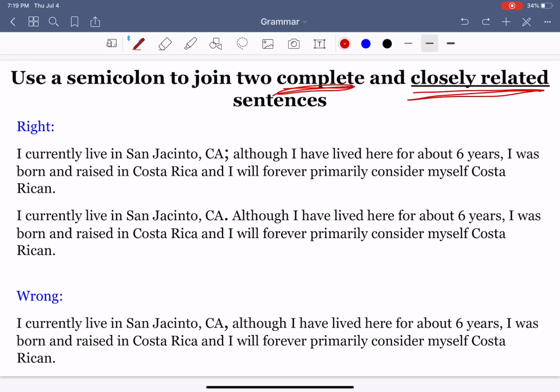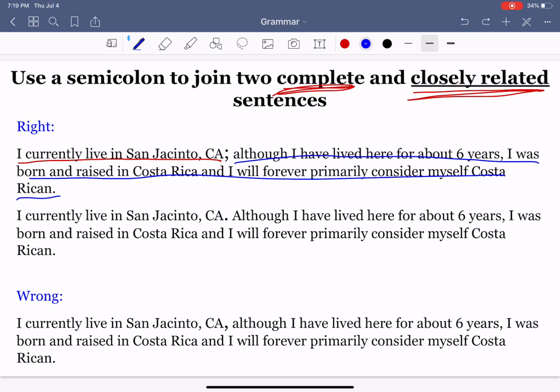I currently live in San Jacinto, California; although I have lived here for about 6 years, I was born and raised in Costa Rica, and I will forever primarily consider myself Costa Rican. So here we have 2 complete sentences. This is one complete sentence right here, one complete thought. And this is another complete thought. So you have 2 complete sentences. They are related, so we can use a semicolon.